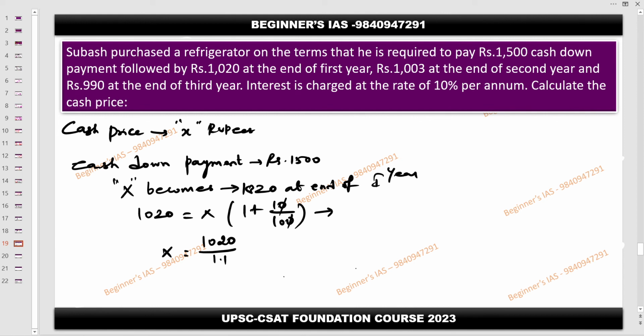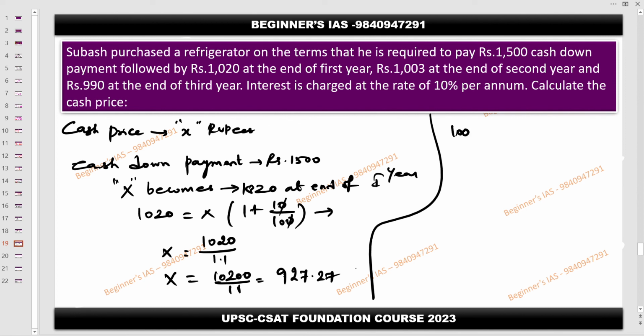Am I audible? Yes, sir. Then what is the answer for this one? Or else you can multiply here 10200 by 11. So obviously approximately 927.27. Fine.